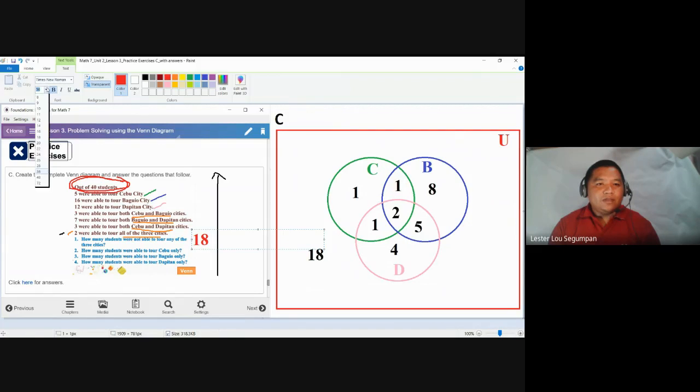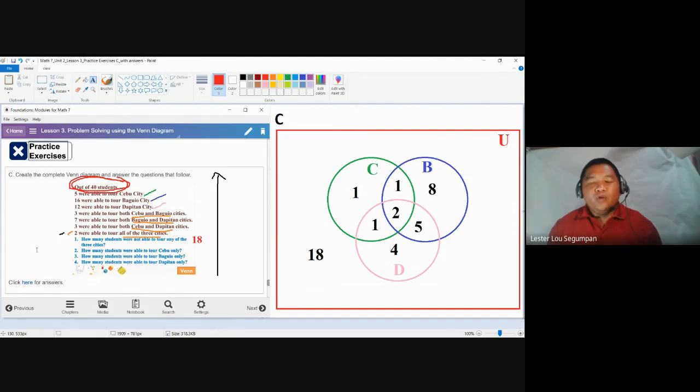Let me reduce the font size. We have 18. I have added here additional questions to induce your analysis. Number one, how many students were able to tour Cebu only? If you answer five, almost there. Okay. Why? Yes, in the given, we have five who were able to tour Cebu City. But out of those five students, some were also able to visit Baguio and Dapitan.